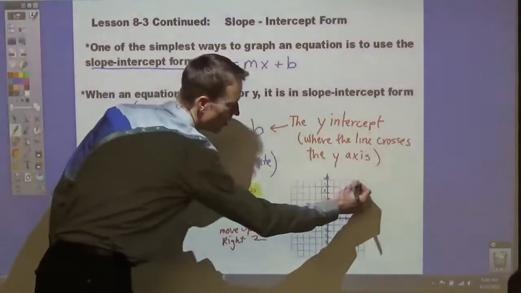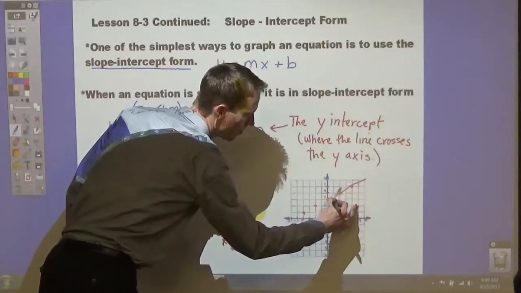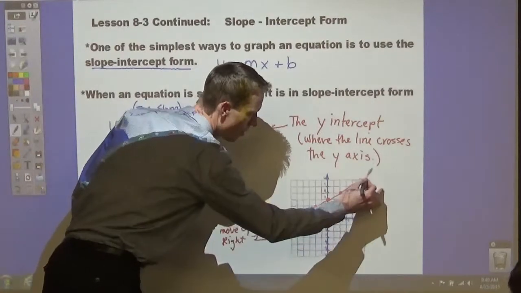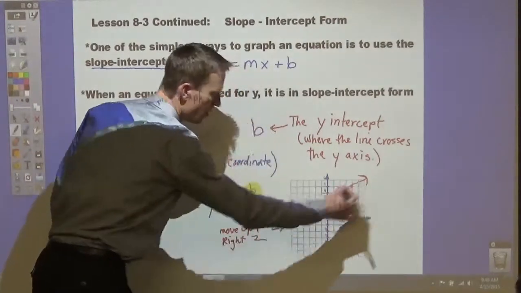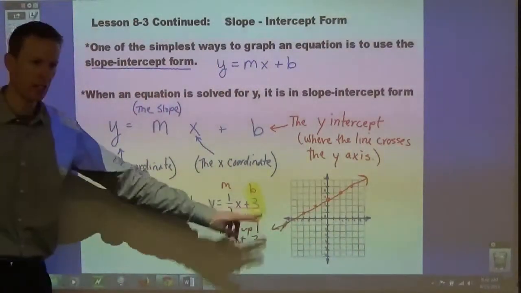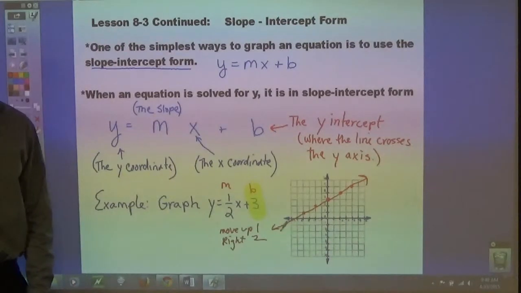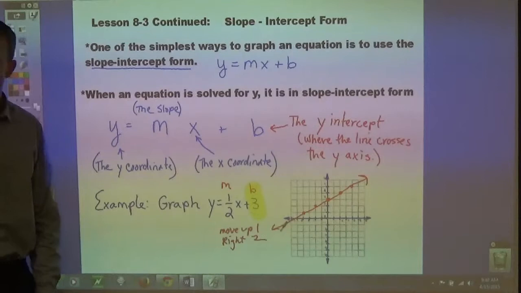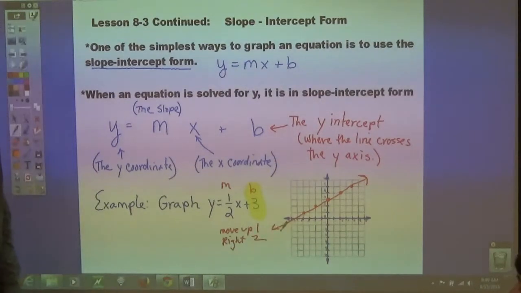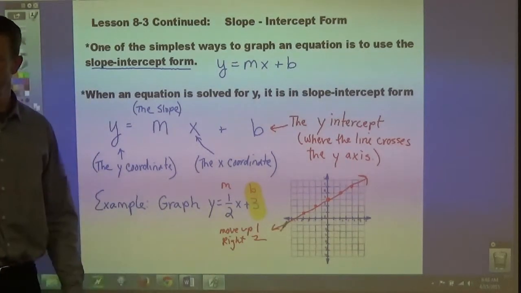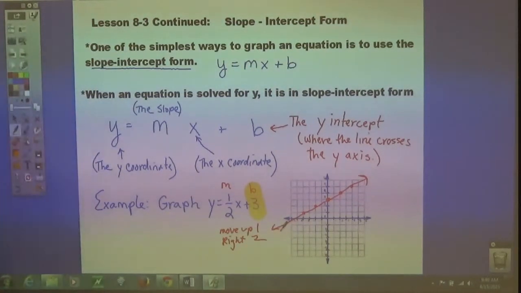Now, draw the line. And we just graphed this equation. Okay? It's that simple. All right? Let's do another one. Okay? Go to your assignment, and number 5.